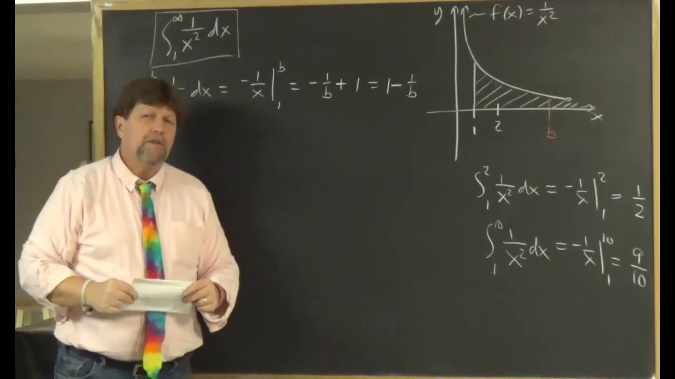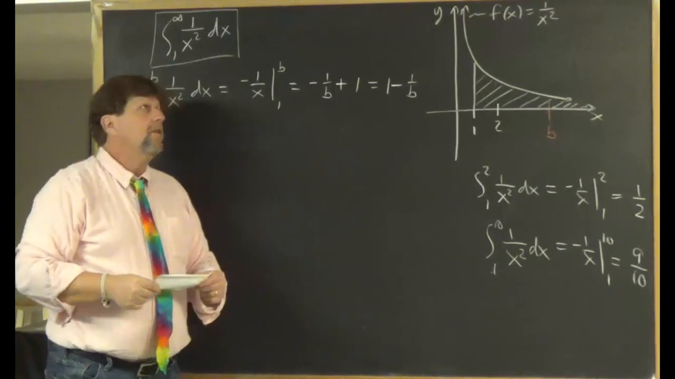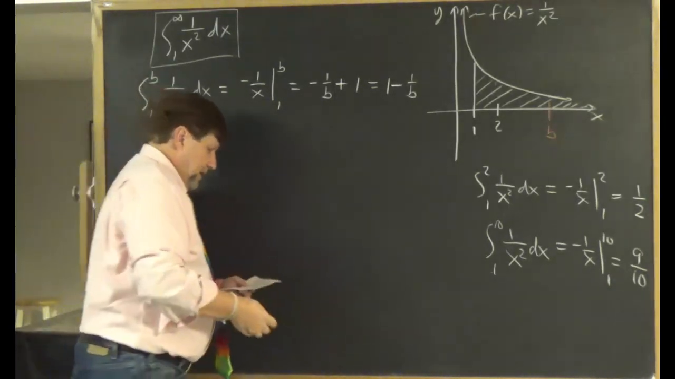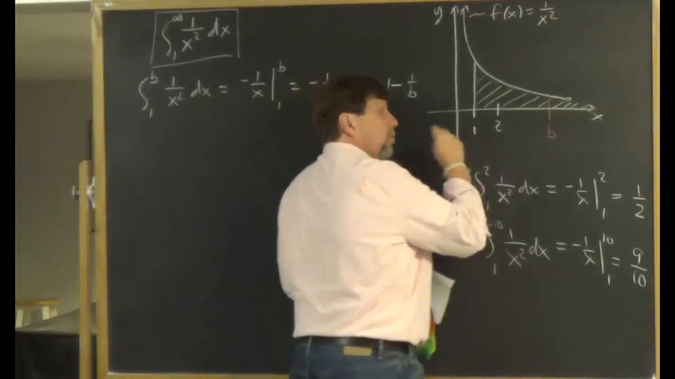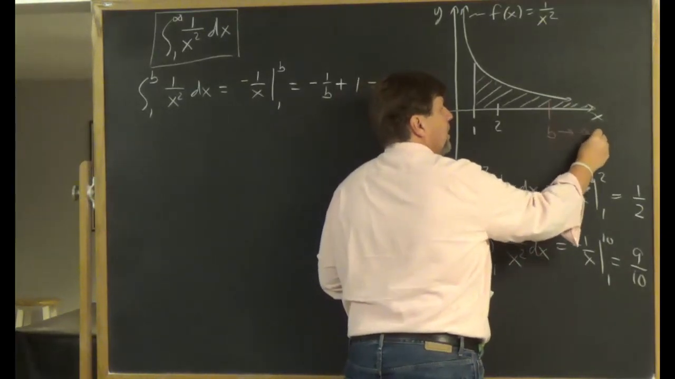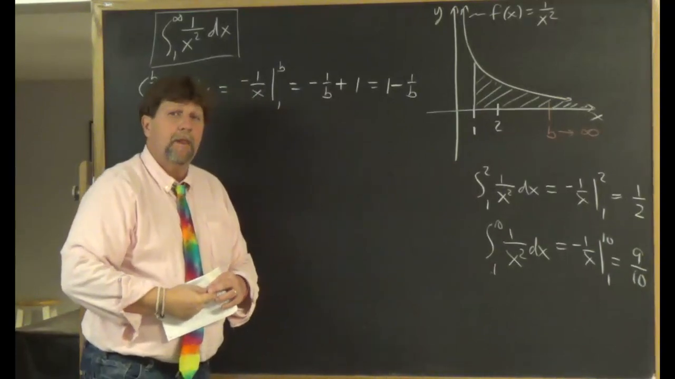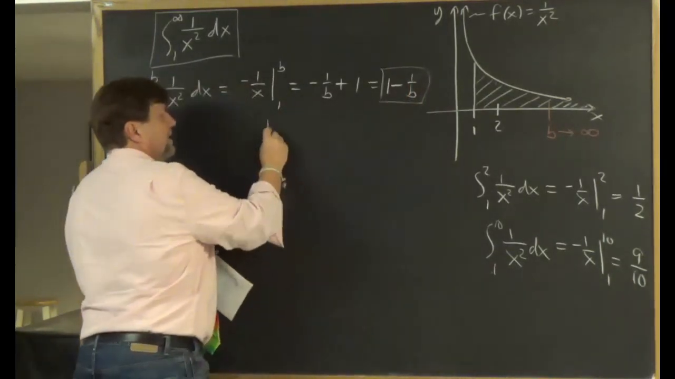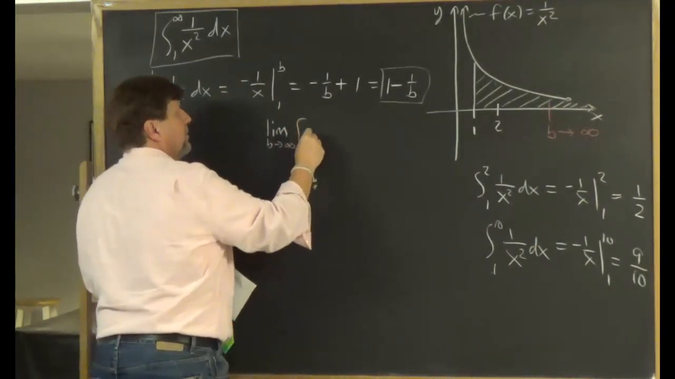How does that help us do this? Integrate from 1 to infinity, 1 over x squared dx. Well, what we're going to do now is let b head off to infinity. So we have our little formula. Let's let b head off to infinity.